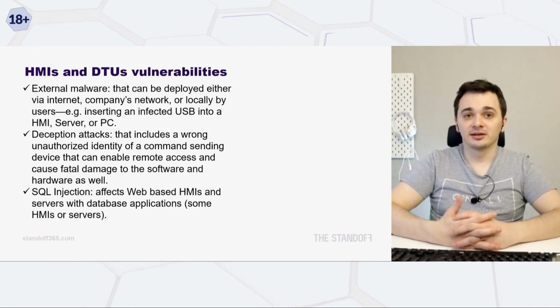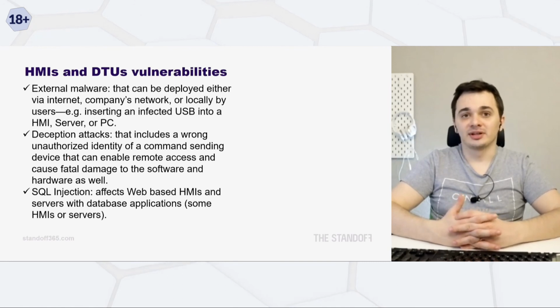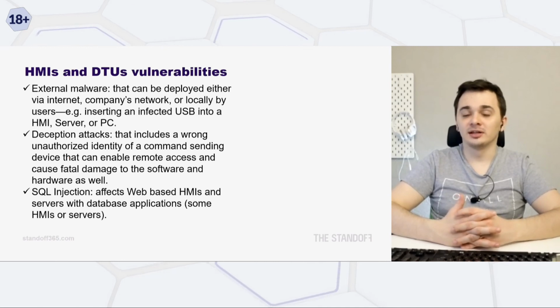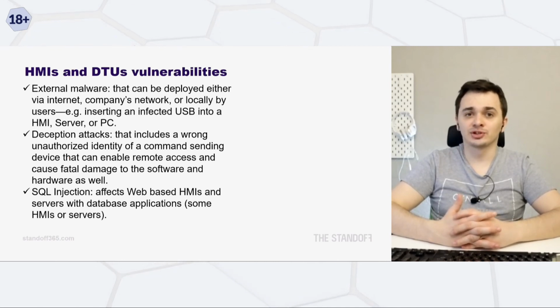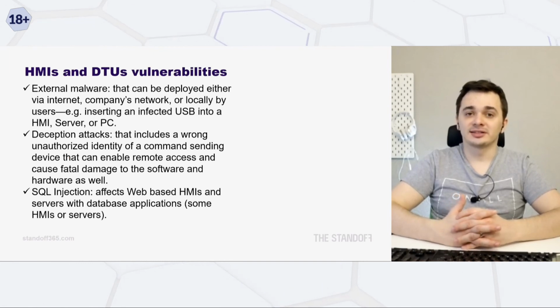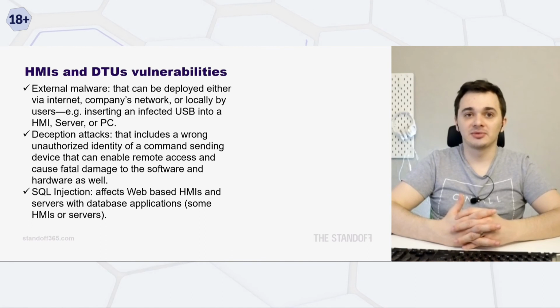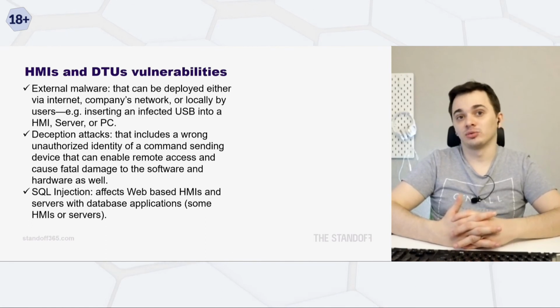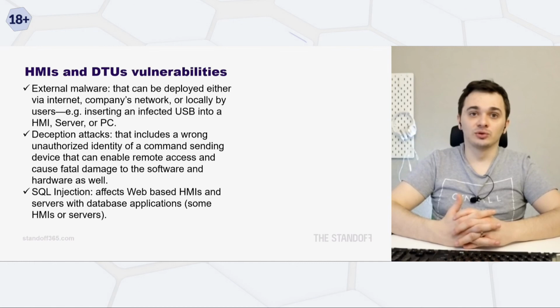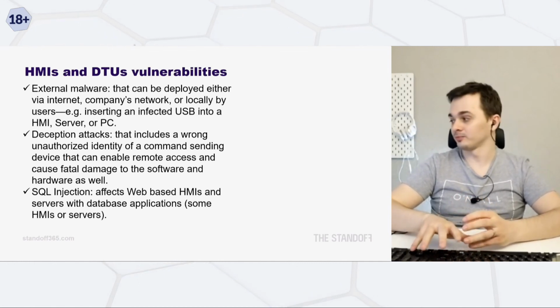Another popular vector is a deception attack. For example, you can spoof network traffic or use some malicious code in the operator's workstation. You can change the way certain parameters are displayed, and that way the operator will continue thinking everything is fine while something horrible is happening.